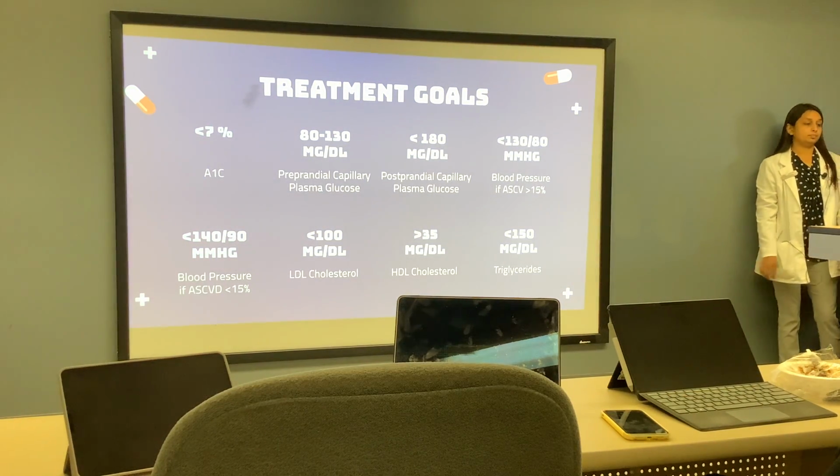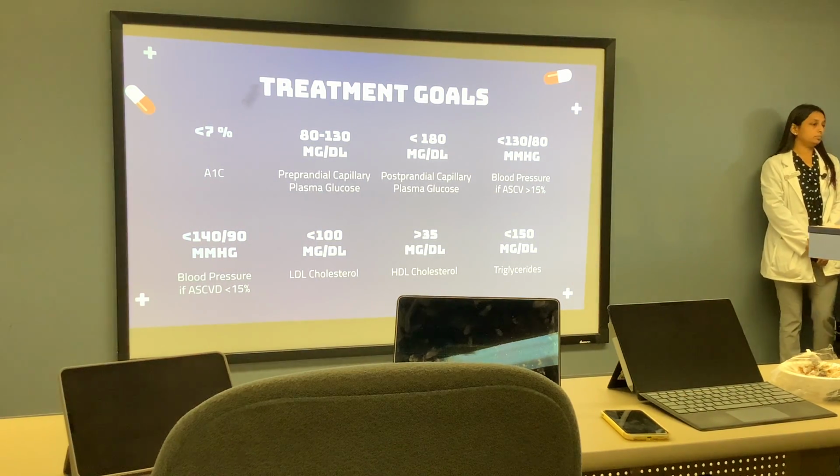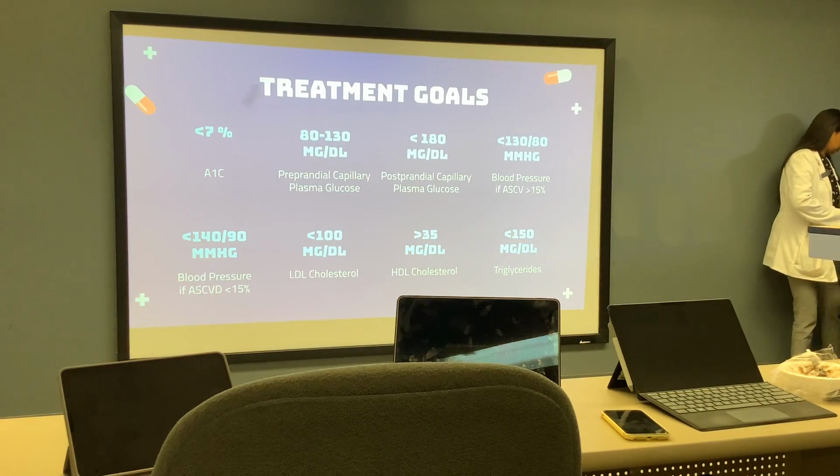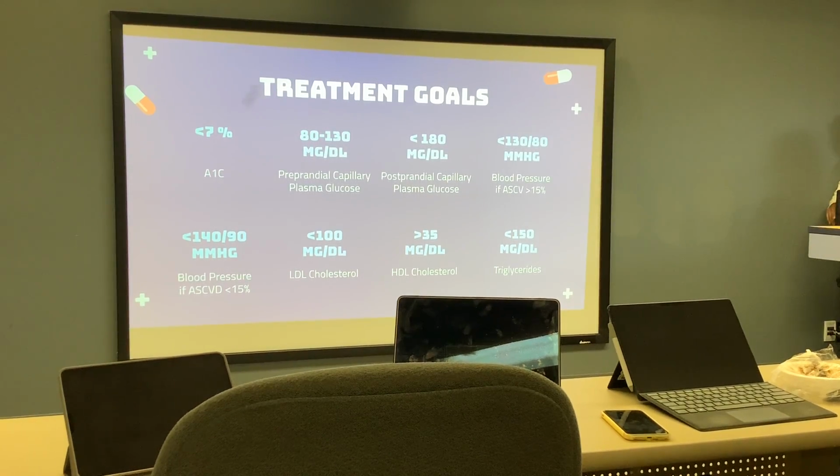So here are the treatment goals. The main goal that we want to look at is their A1C value. We want their A1C to be below 7%. Then the other values that I have here are their preprandial, which we want to be between 80 to 130, and their postprandial, which we want to be less than 180.